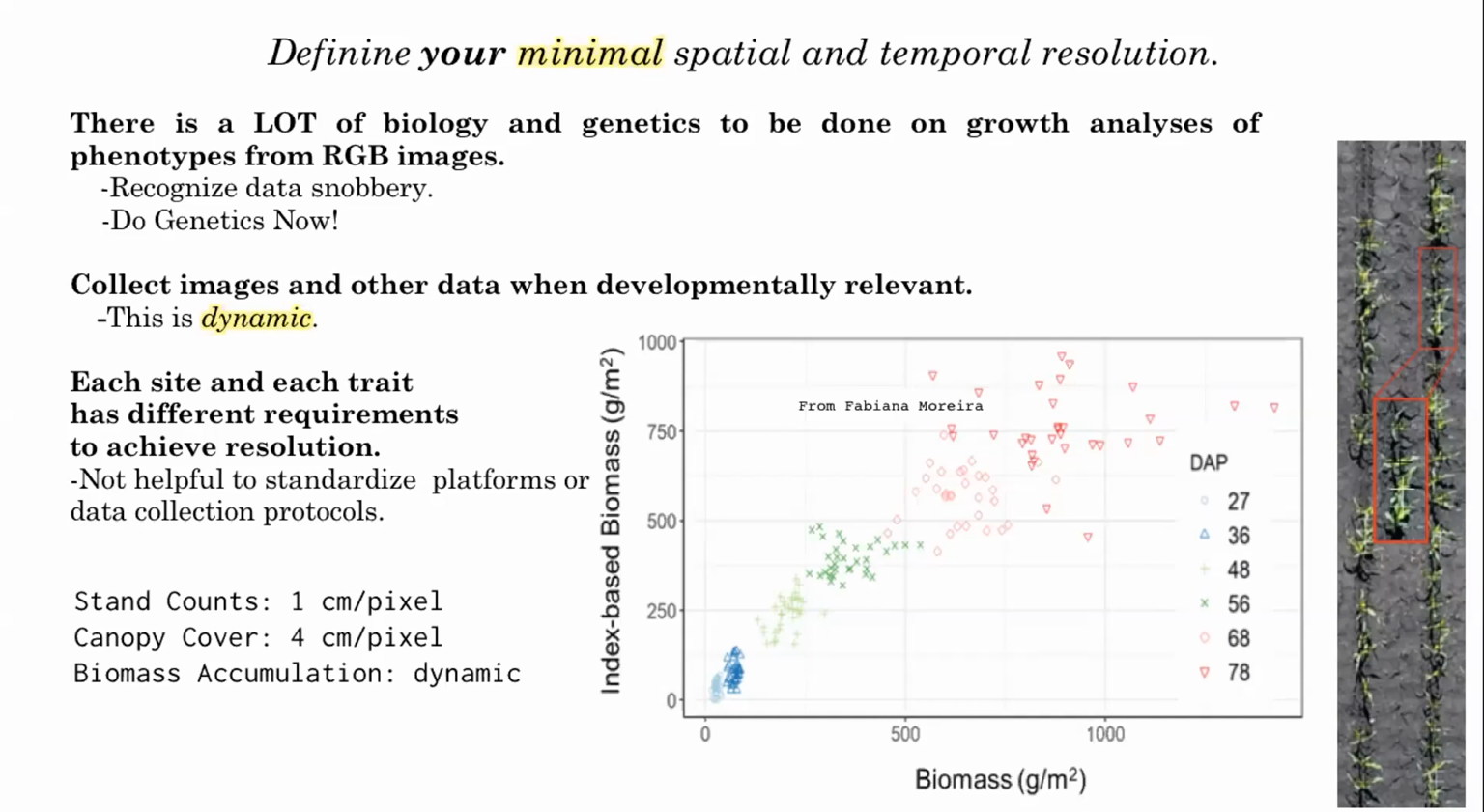So I really advocate using any kind of sensor technology that gets us a lot of data from multiple environments so that we can apply genetics. And I really believe that's where there's a gap right now, in genetic analyses of longitudinal traits. And I'll get to that in a minute. And then it's important to collect images and other data when it's developmentally relevant.